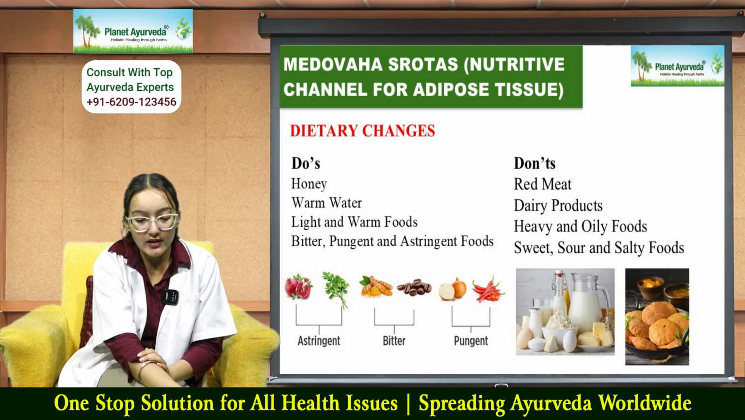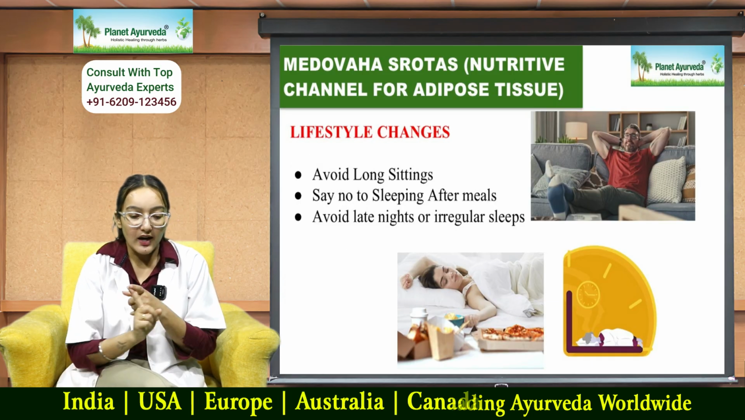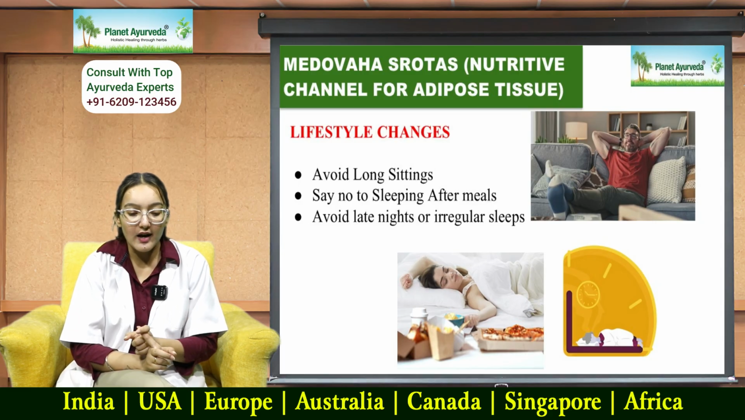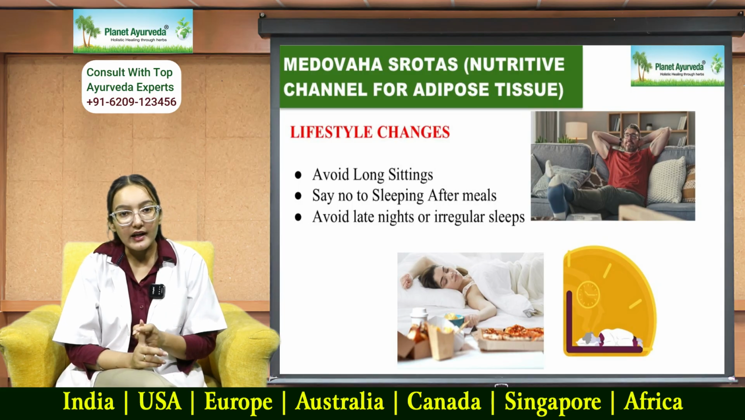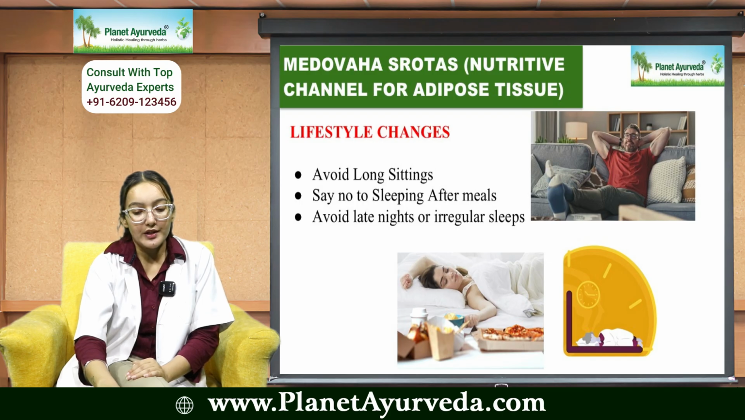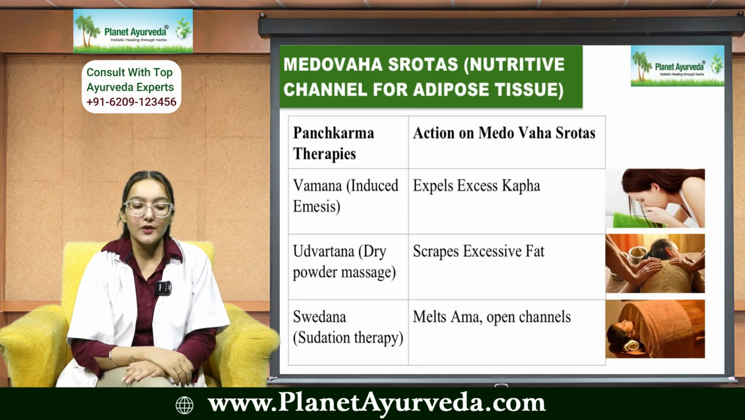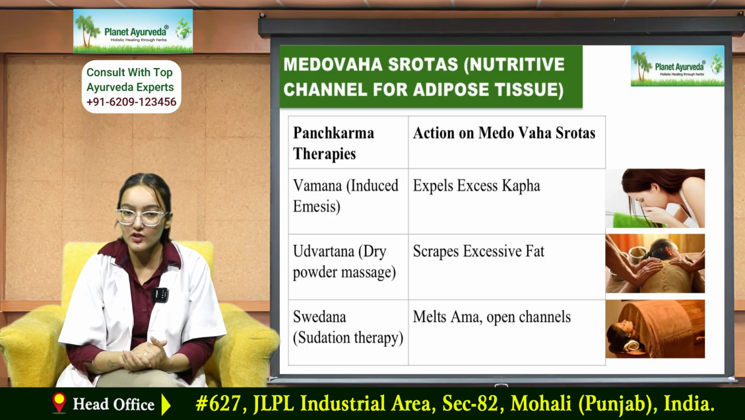In lifestyle changes, they have to make themselves more active. They have to avoid long sittings. They have to say no to sleeping after meals. They have to avoid late nights or irregular sleep. So all the causes that vitiate the Kapha dosha are closely related to the vitiation of Medovaha Srotasa, so they have to avoid such things.